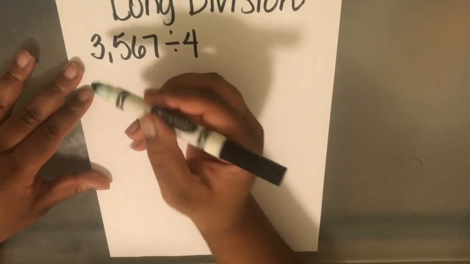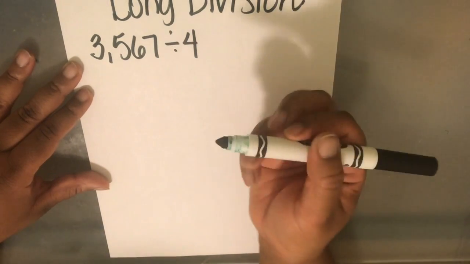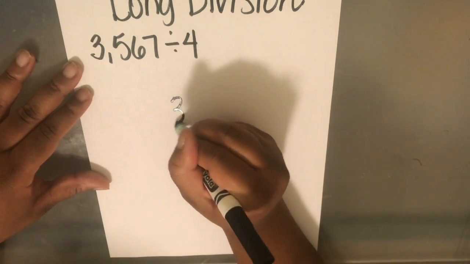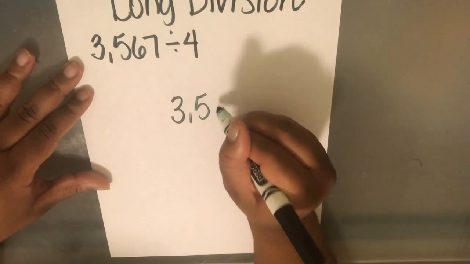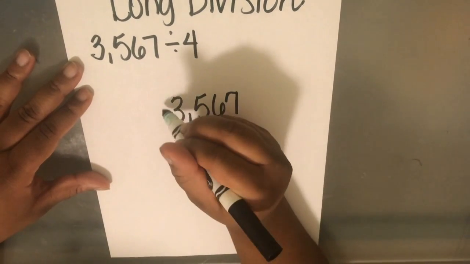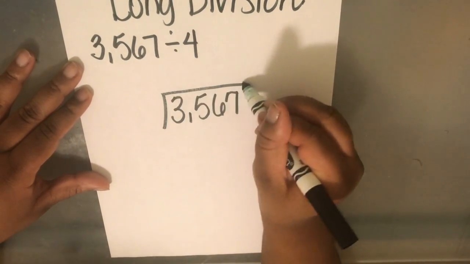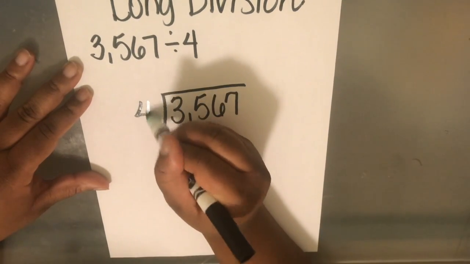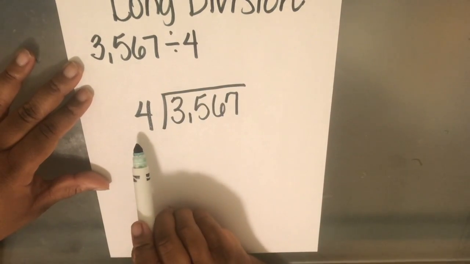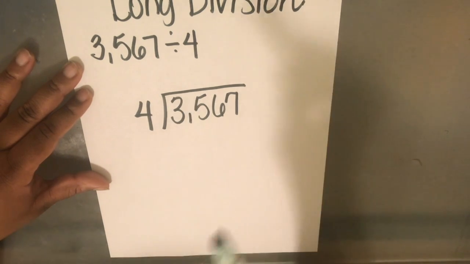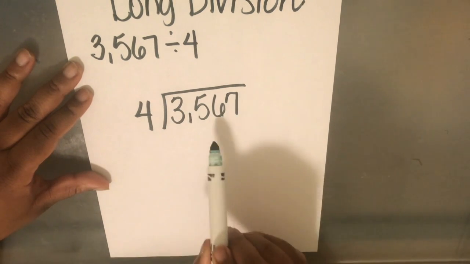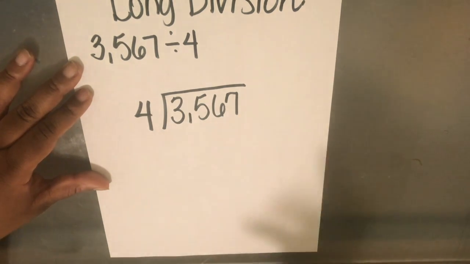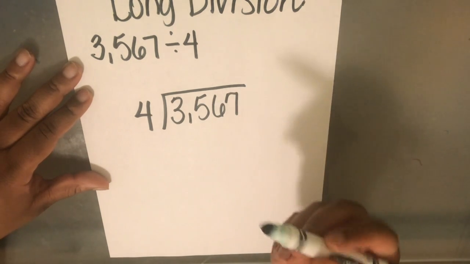The first step is to take your dividend, which is 3,567, and this is one of the symbols for divide, and divide it by 4, which is the divisor, because I am asking myself how many groups of 4 can go into each number. I want to pull out one group of 4 because I want one to go in each group.